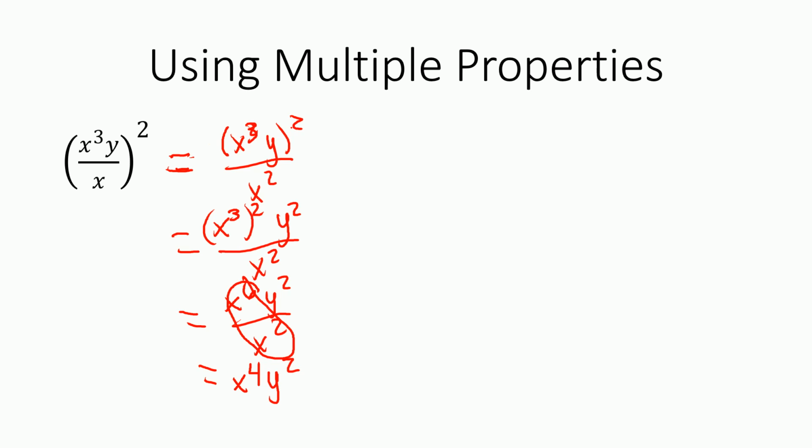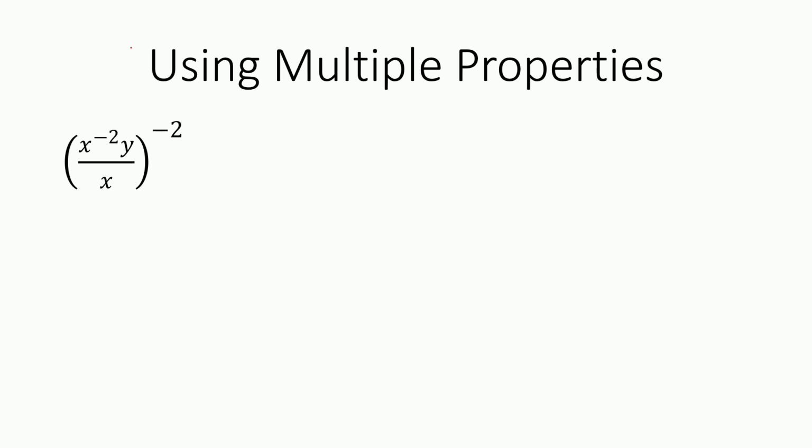So I started with the power of a quotient property, and then a power of a product, then a power of a power, then the quotient property. And I finish with x to the 4th y squared. And even when using negative exponents, what I do is just do all of my other properties first and save the negative exponents for the last part, because I only want to deal with that if I have to. So we do the power of a quotient property, and distribute the negative 2 to both the x and the y on top, and the x on the bottom.